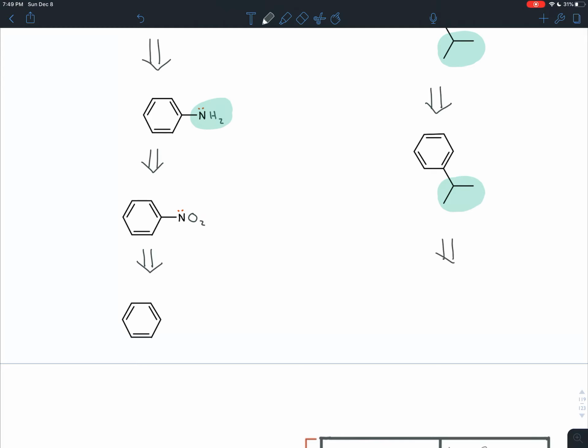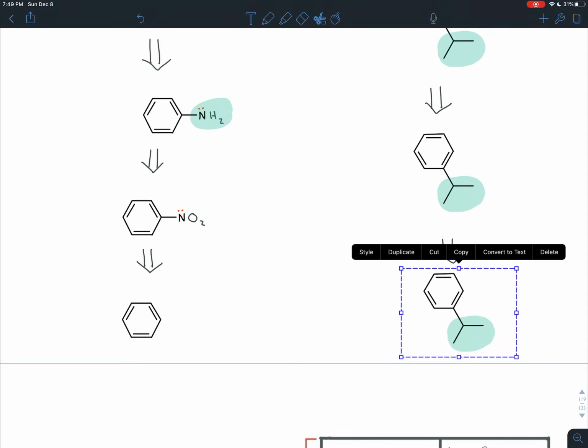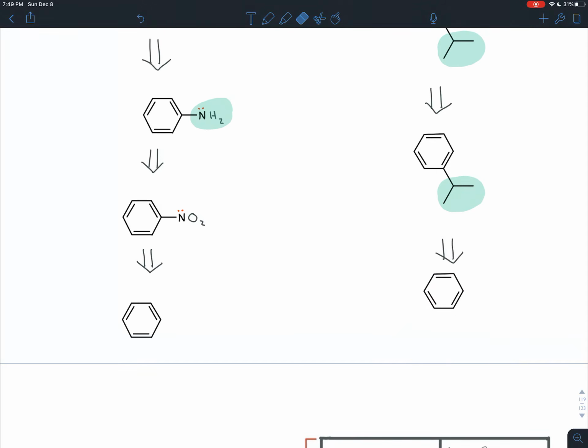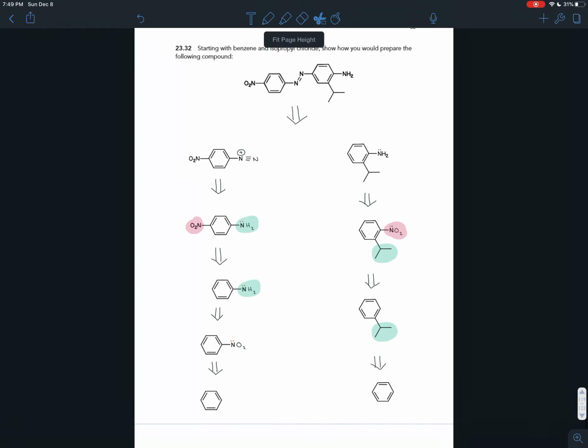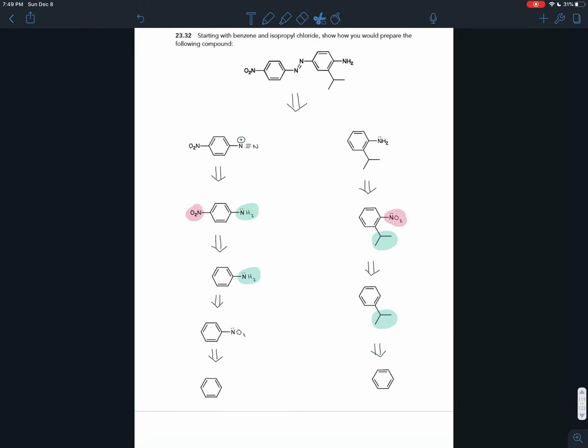And we could add that onto benzene, just pure benzene, by doing a Friedel-Crafts reaction. So this is an outline for making that molecule on the right that we needed in order to make our Azo dye.